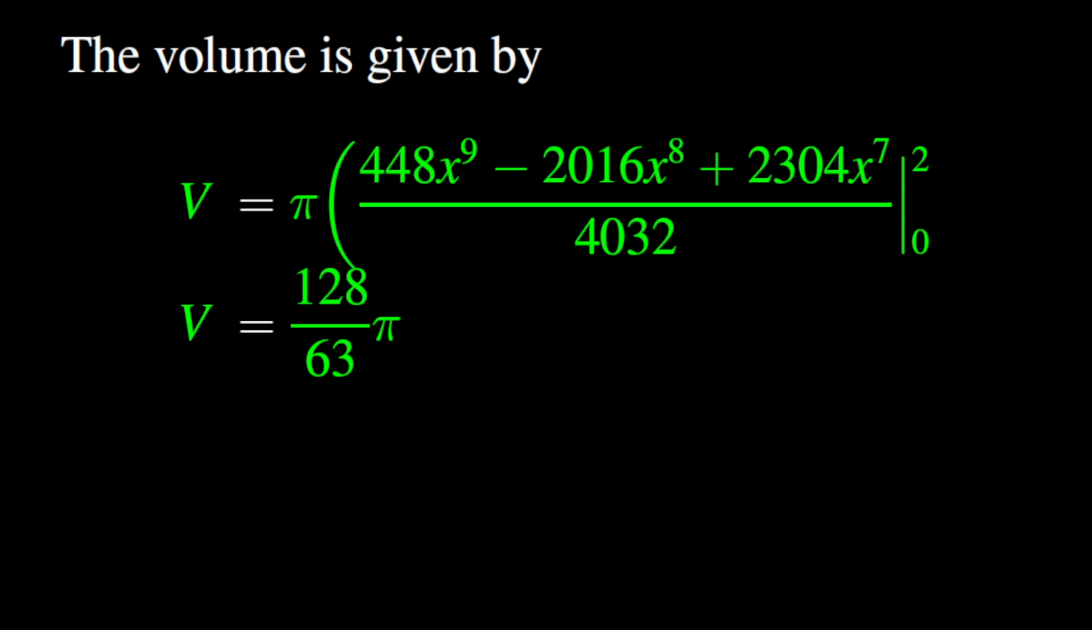Evaluating the antiderivative from 0 to 2 of pi times 448x to the power 9, minus 2016x to the power 8, plus 2304x to the power 7, over 4032 gives us the volume of the solid, which is pi times 128 over 63. Therefore, the volume of the solid is pi times 128 over 63.